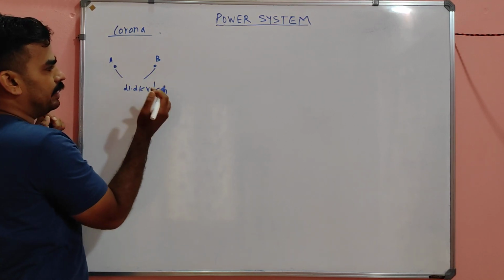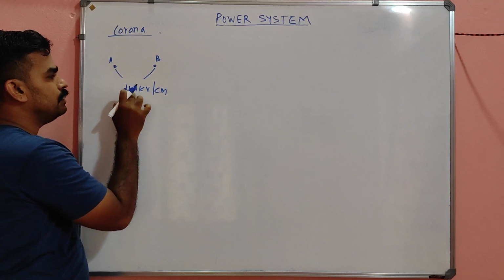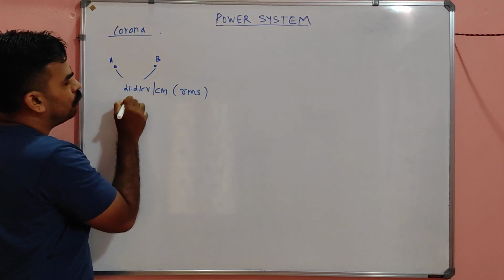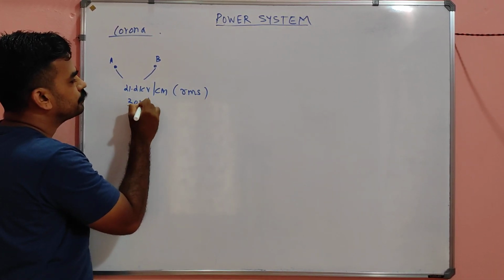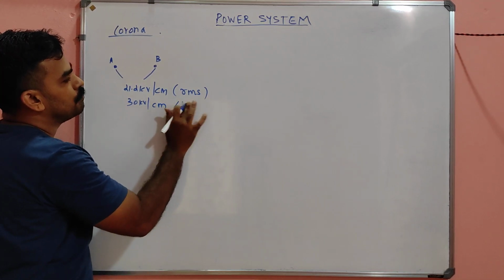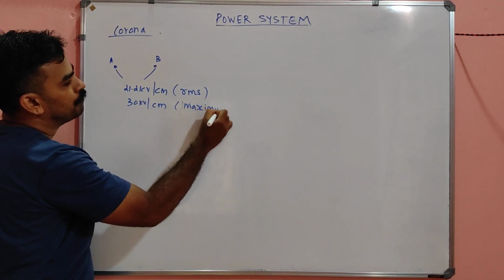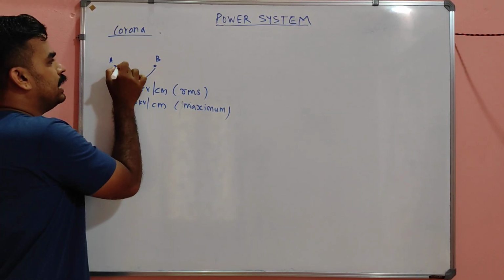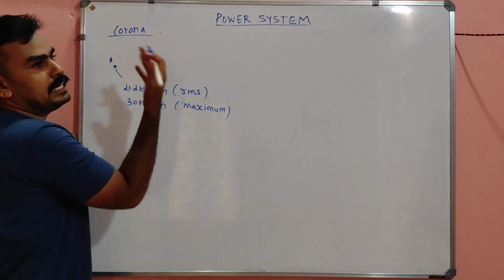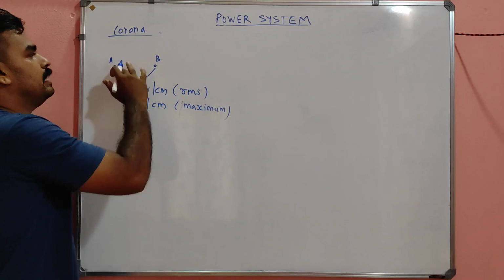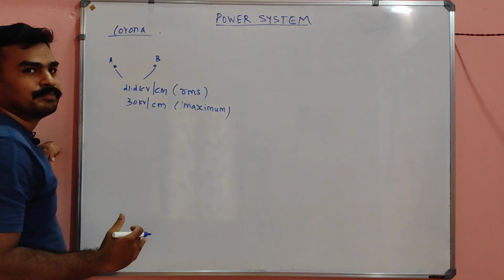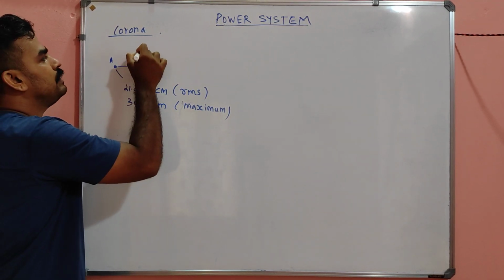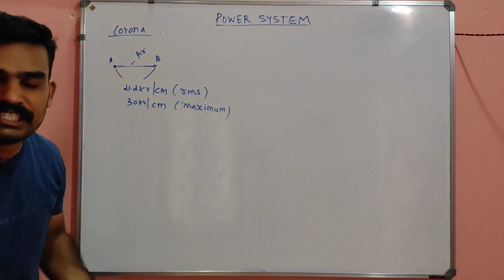At that 1 centimeter length, suppose there will be 21.2 kV per centimeter RMS, or 30 kV per centimeter peak or maximum. If this much voltage exists per 1 centimeter length, my dear, what happens? The air in between these two conductors starts ionizing and conducting, and there will be a short circuit happening. The air between these two conductors starts conducting.